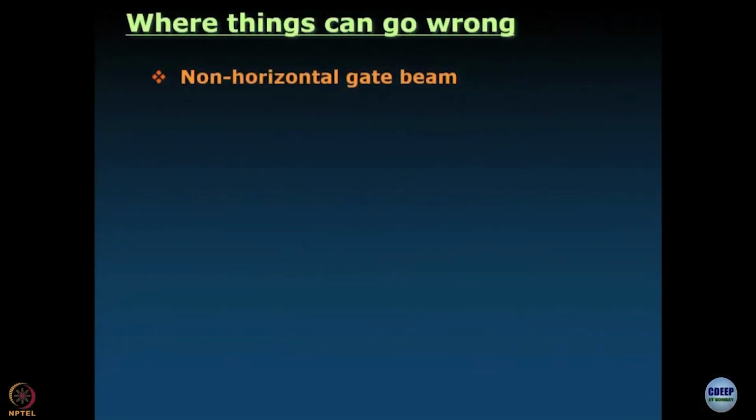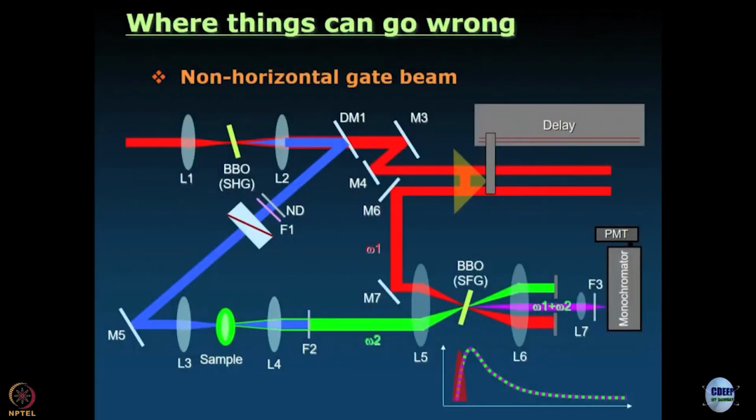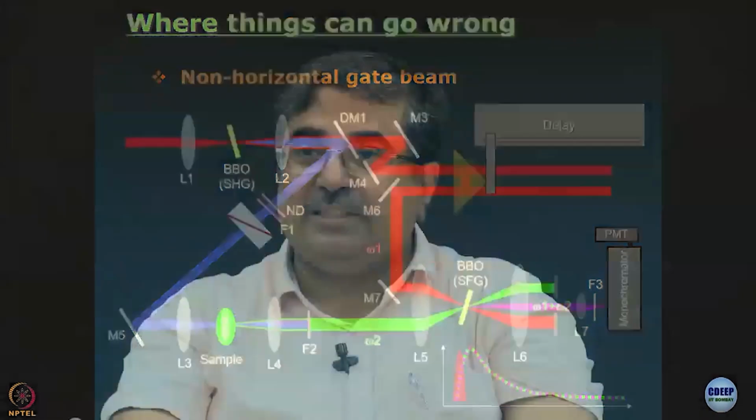Now, before concluding this discussion, it is important to understand where we can make mistakes. First mistake that can come, and this is something that one needs to be very, very worried about, is if the gate beam is not horizontal. Okay. Let us go back to the schematic. Remember, this decay that you are generating, this map of the fluorescence decay is actually raw values of intensity. It is not a relative value or anything. And remember what we had said earlier, that this intensity of sum frequency is sort of a product of intensities of omega 1 and omega 2 beams.